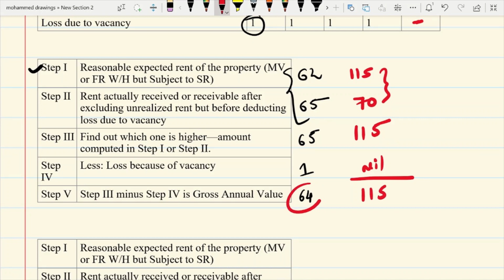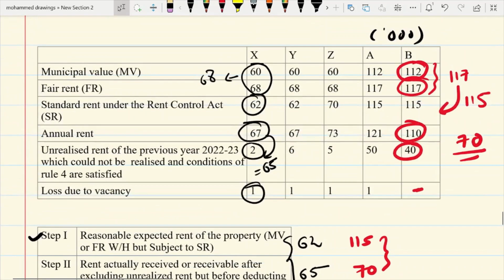That means in the earlier case the answer is 64,000 because all the rupees are in thousand, and here the answer is 1,15,000. So that is the answer for the last situation. Now you can find the GAV in all the other cases as your homework. You can write down your answer in the comment box, and I will try to reply.